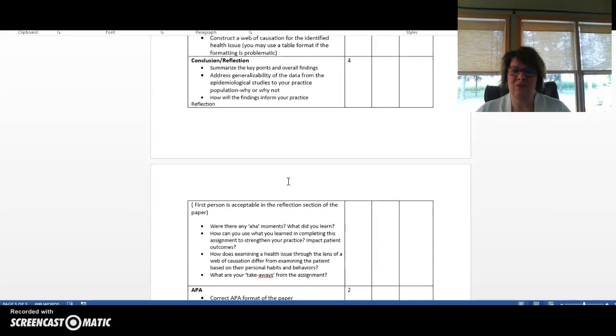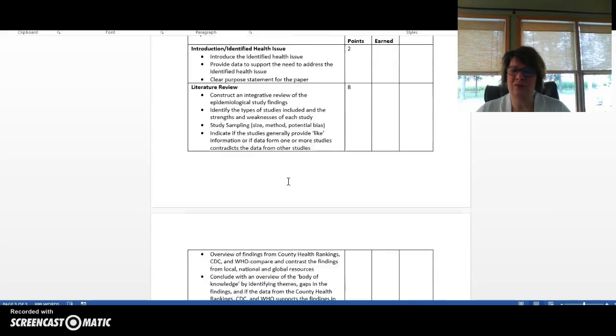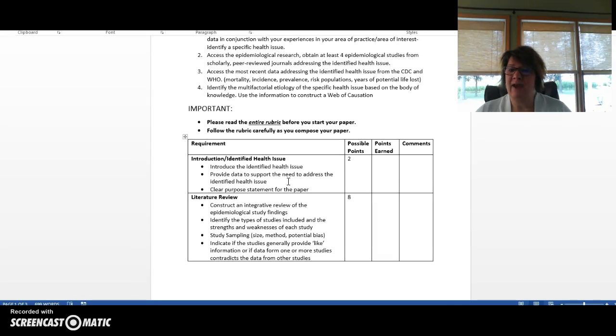And one tip that I would like to share with you is as you're writing your paper, I would just have the rubric and just check off as you've covered each point on the rubric, because basically this is how I grade.